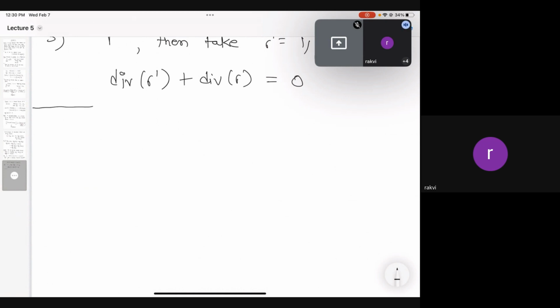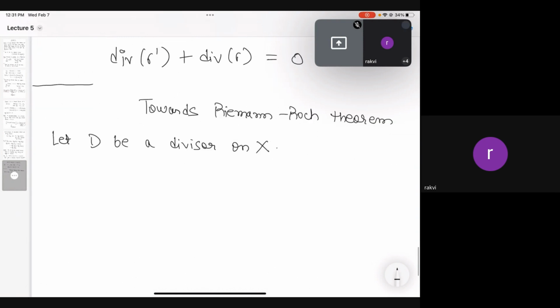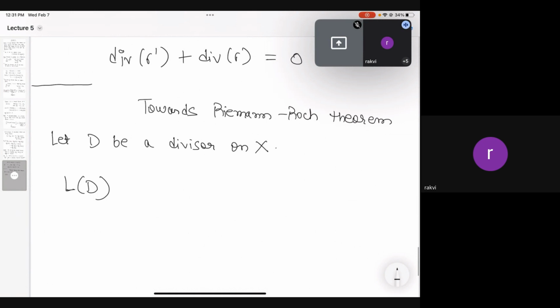So let me start on some terminology that we need to state the Riemann-Roch theorem. So towards the Riemann-Roch theorem, let D be a divisor on my curve X. Now associated to this, I define a set that I'll call L of D.